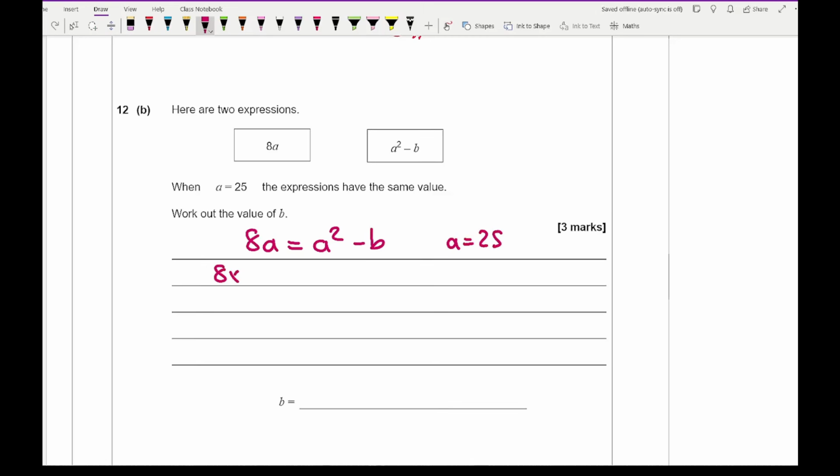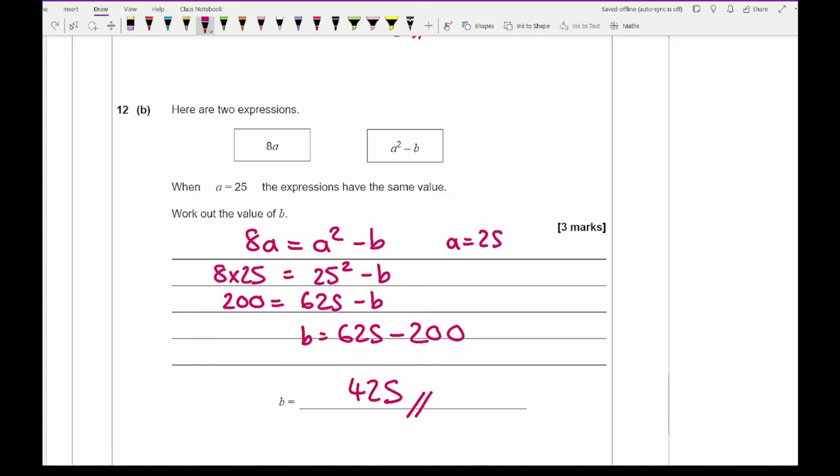So I've got 8 times 25 on the left hand side, and on the right hand side I'm going to have 25 squared minus b. Now 8 times 25 is 200 and 25 squared is 625, and so b is going to equal the difference between those two numbers. So if I take away 200 from 625, I get b equals 425.